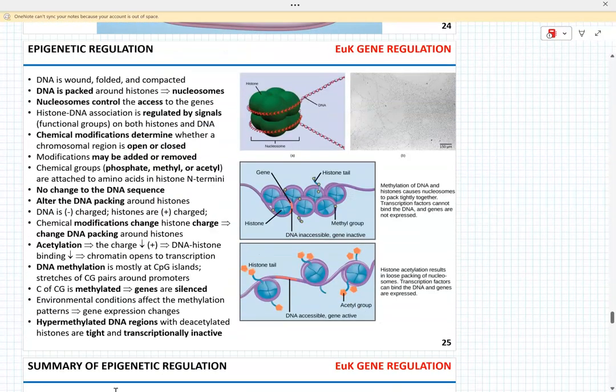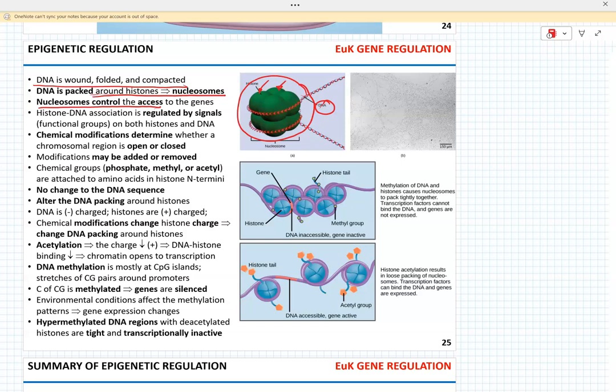So what is epigenetic regulation? Well, first of all, we need to remember that within the nucleus, DNA is wound, folded, and compacted around histone proteins, forming a nucleosome. You can see eight histone proteins and the DNA molecule wrapped around them. Effectively, nucleosomes control the access of transcriptional machinery to the genes.